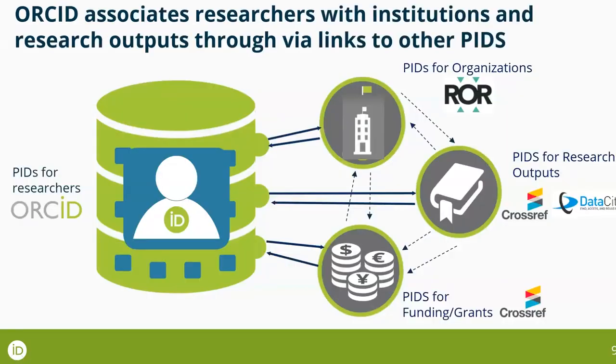ORCID associates researchers with institutions and research outputs through links to different PIDs. ORCID is the PID for researchers. We have PIDs for organizations, PIDs for research outputs, and PIDs for funding grants. All of those are linked with each other.